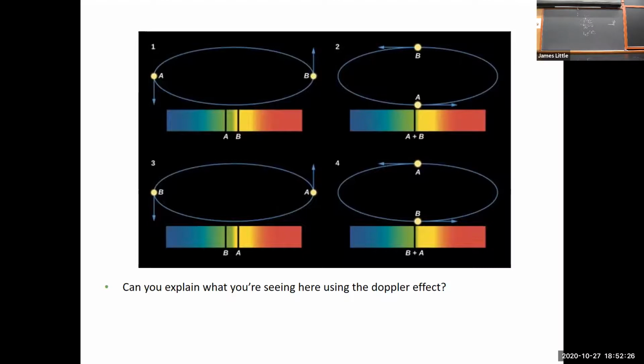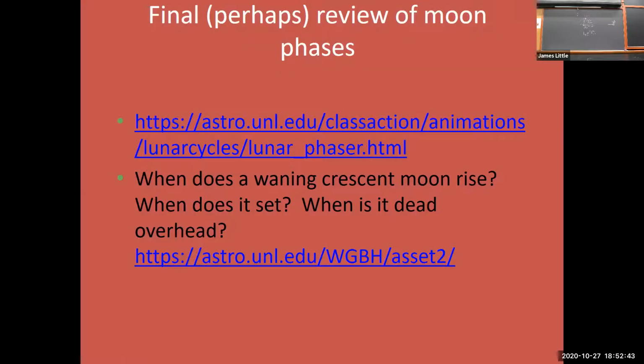So slide 1 and slide 3 show blue shifting and red shifting respectively. But with 2 and 4, that motion is not towards or away from us. So no blue shifting, no red shifting. It's the same absorption line. So we don't see any Doppler effect.